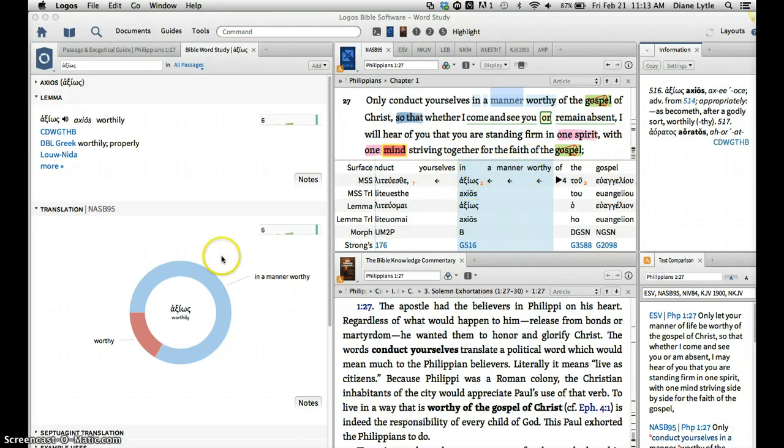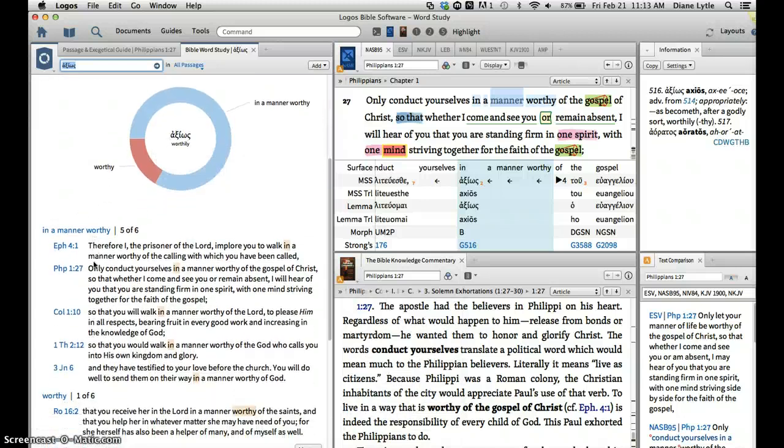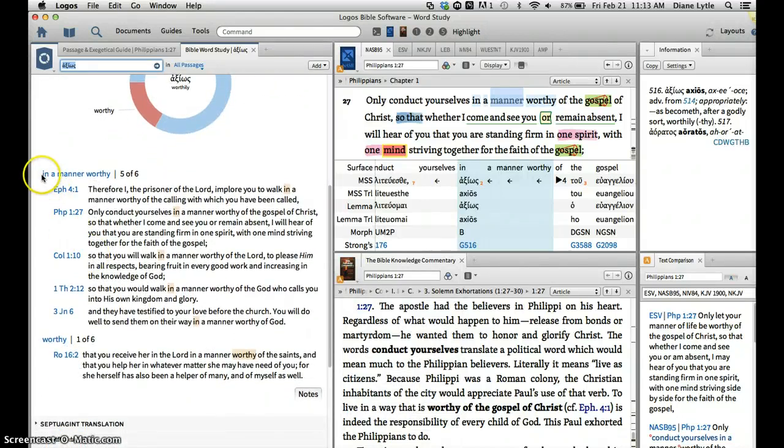The other way you can find that is if you go to the translation ring, click on the Greek lemma, and you'll see all the verses there. And you'll see here in blue up above, it says "in a manner worthy," or just "worthy." And notice in this little salmon color, it only has the word "in." That's just where it starts the translation. So make sure you use the whole translation, not just the one word.